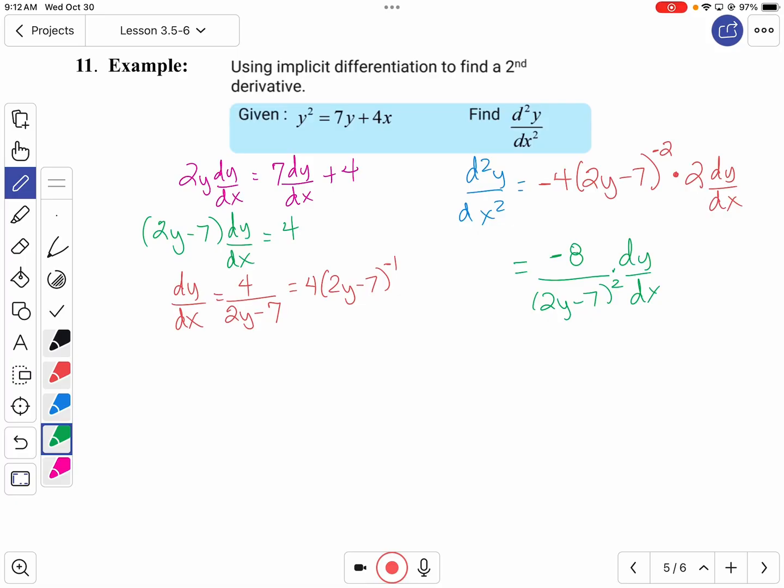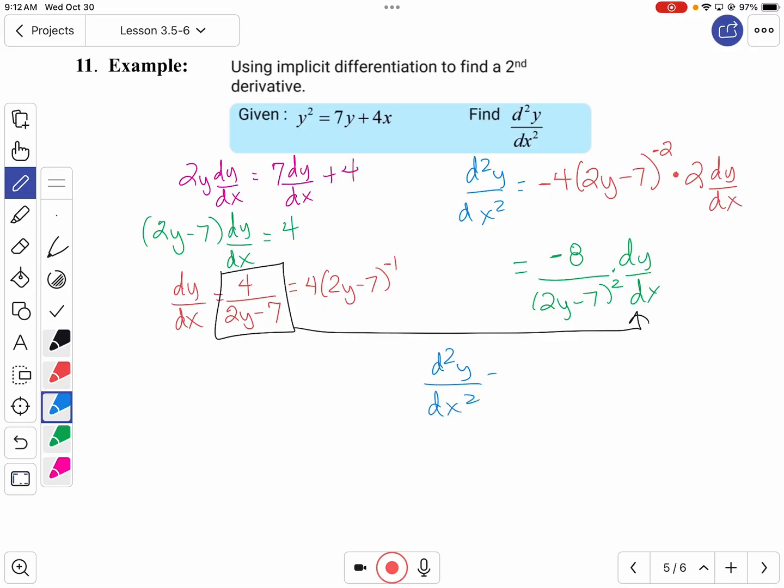We know what dy dx equals. We just did it a few minutes ago. So we're going to plug it back in. We're going to substitute that. So my second derivative is going to equal negative 8 over 2y minus 7 squared times 4 over 2y minus 7.